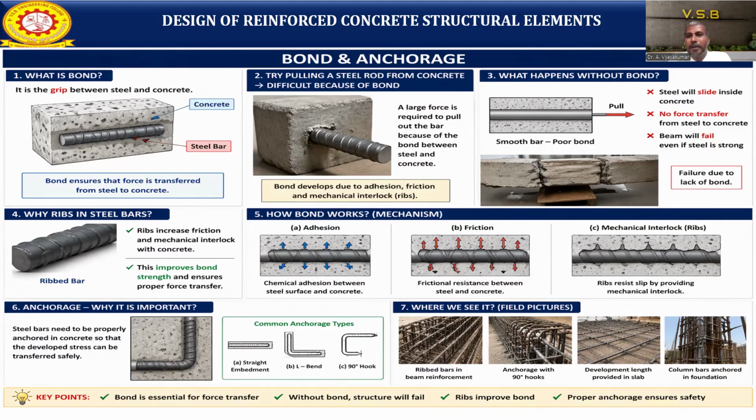Okay, what will happen if you try to pull a steel bar from the concrete? It is difficult because of the bond. If you see the image now, there is concrete and steel, with the steel projecting outside. If there is no good bond, what will happen? If I pull the steel, it will automatically come out. In case of a good bond between the concrete and steel, what will happen? The steel won't come out if you apply force. So the grip between concrete and steel is very important.